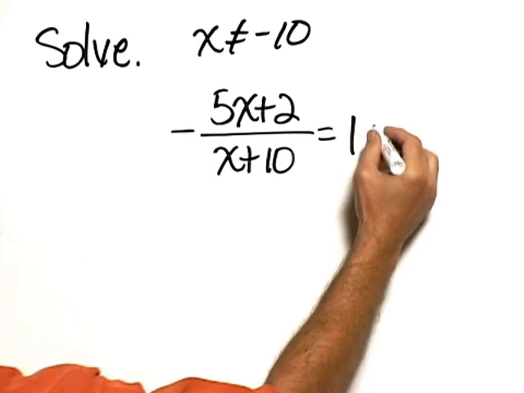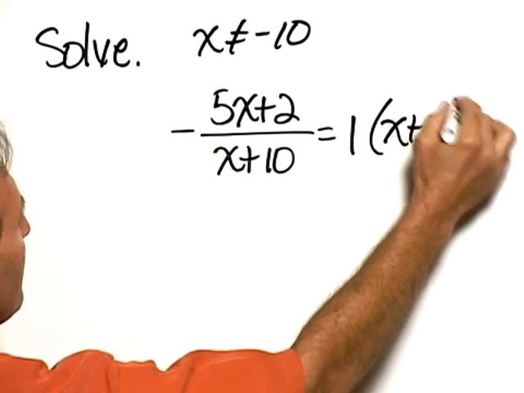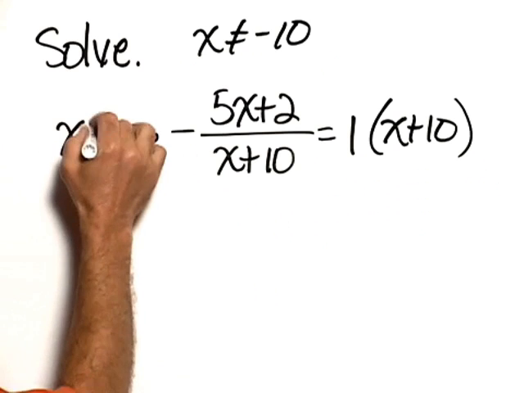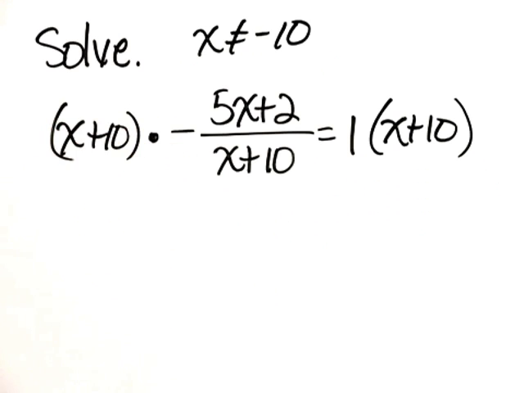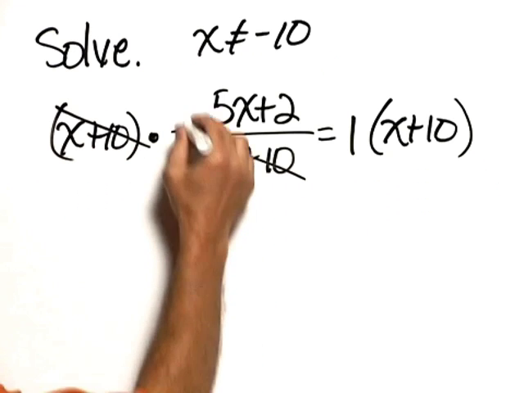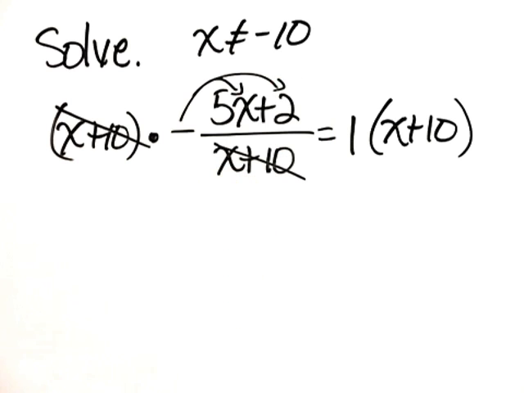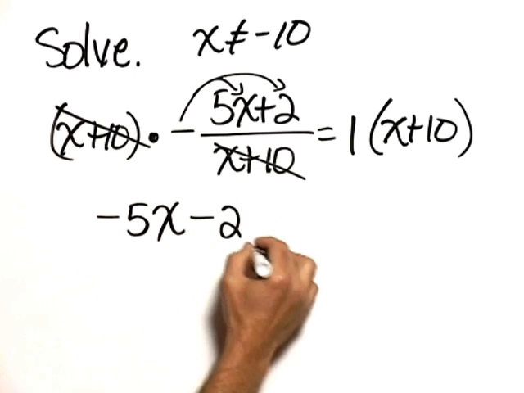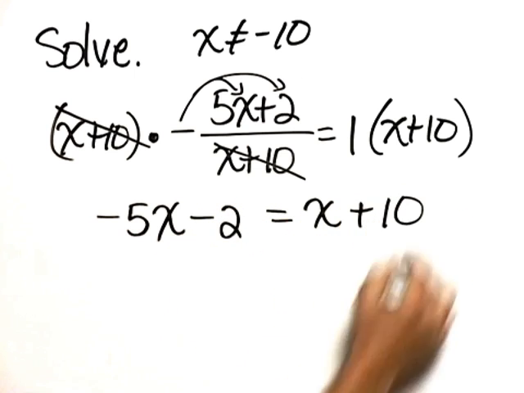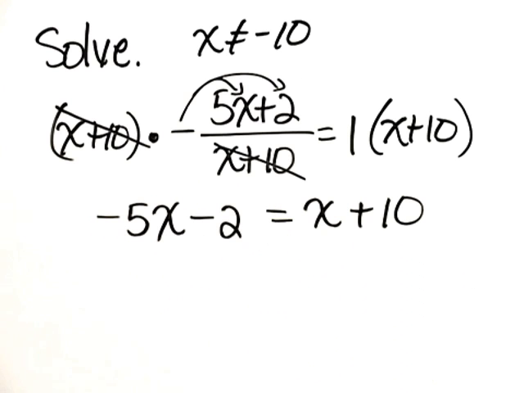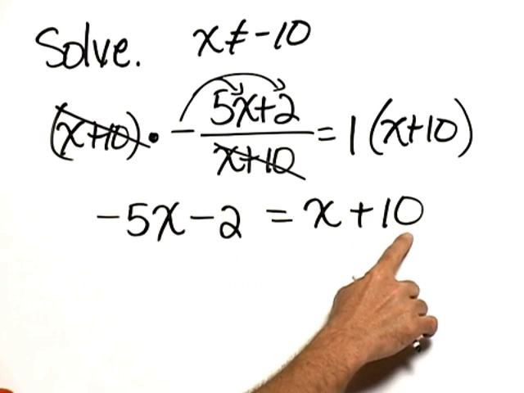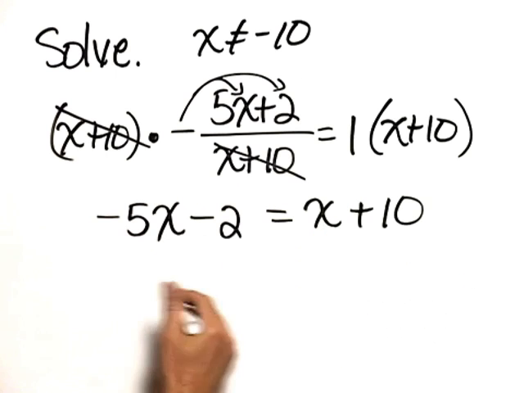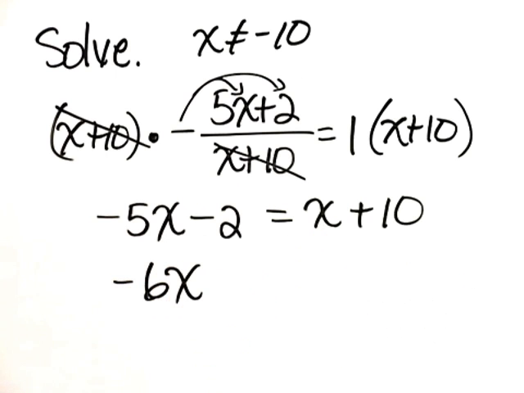Next, what we do is we multiply both sides by the x plus 10. Over here, we remove a factor of 1, x plus 10 over x plus 10, and we distribute the negative sign, so we have negative 5x minus 2 equals x plus 10. Then we will add 2 to both sides, and we'll subtract x from both sides. Negative 6x equals positive 12.